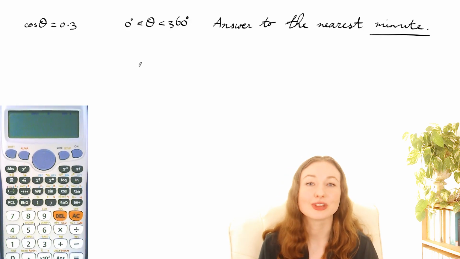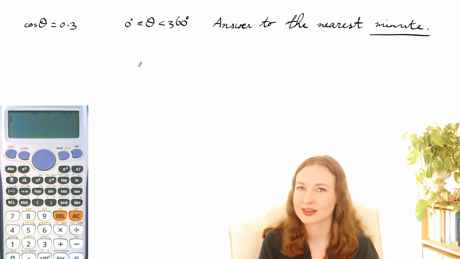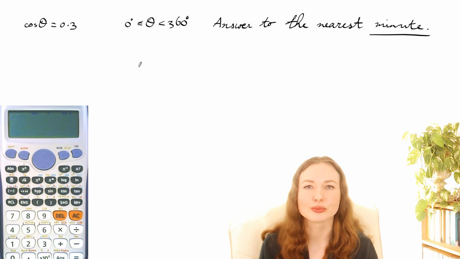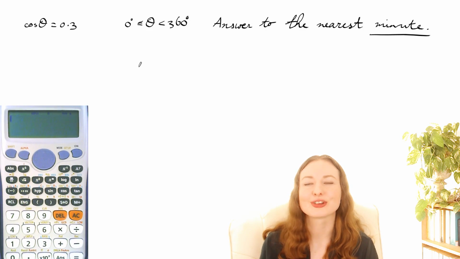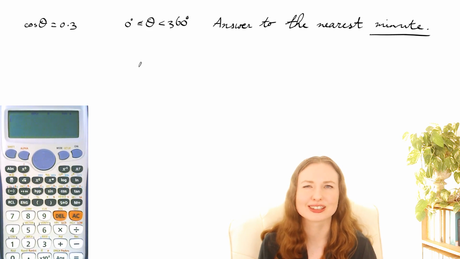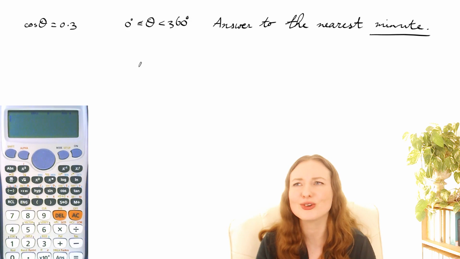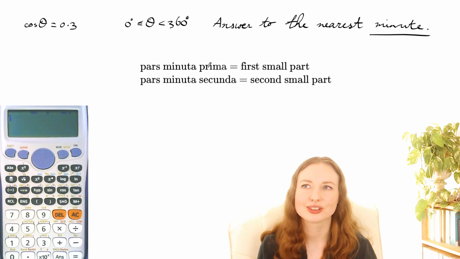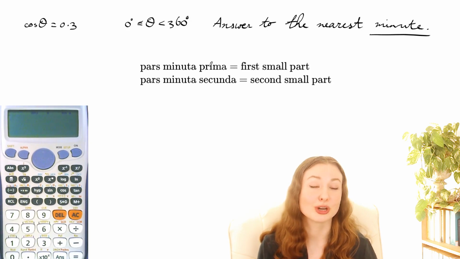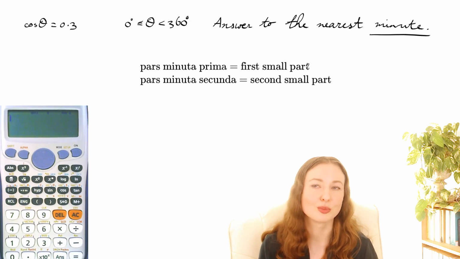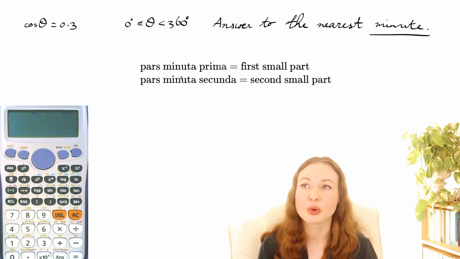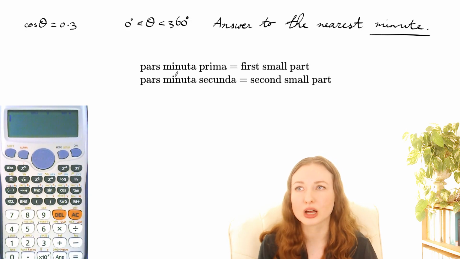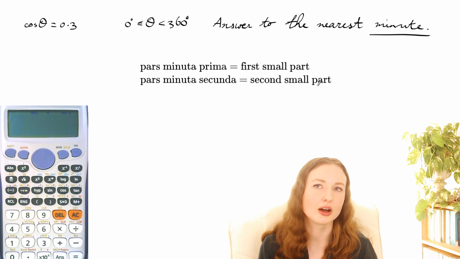Now let's see what happens if they ask you to solve it to the nearest minute. First, I just want to give you some historical context for that term minute, because you might be confused, isn't that a measure of time, not angle? Well, when they were first dividing the hour into little parts, they called the first division pars minuta prima in Latin, which means first small part, and that was a 60th of an hour. And then they wanted something smaller than that, so they called it pars minuta secunda, the second small part.